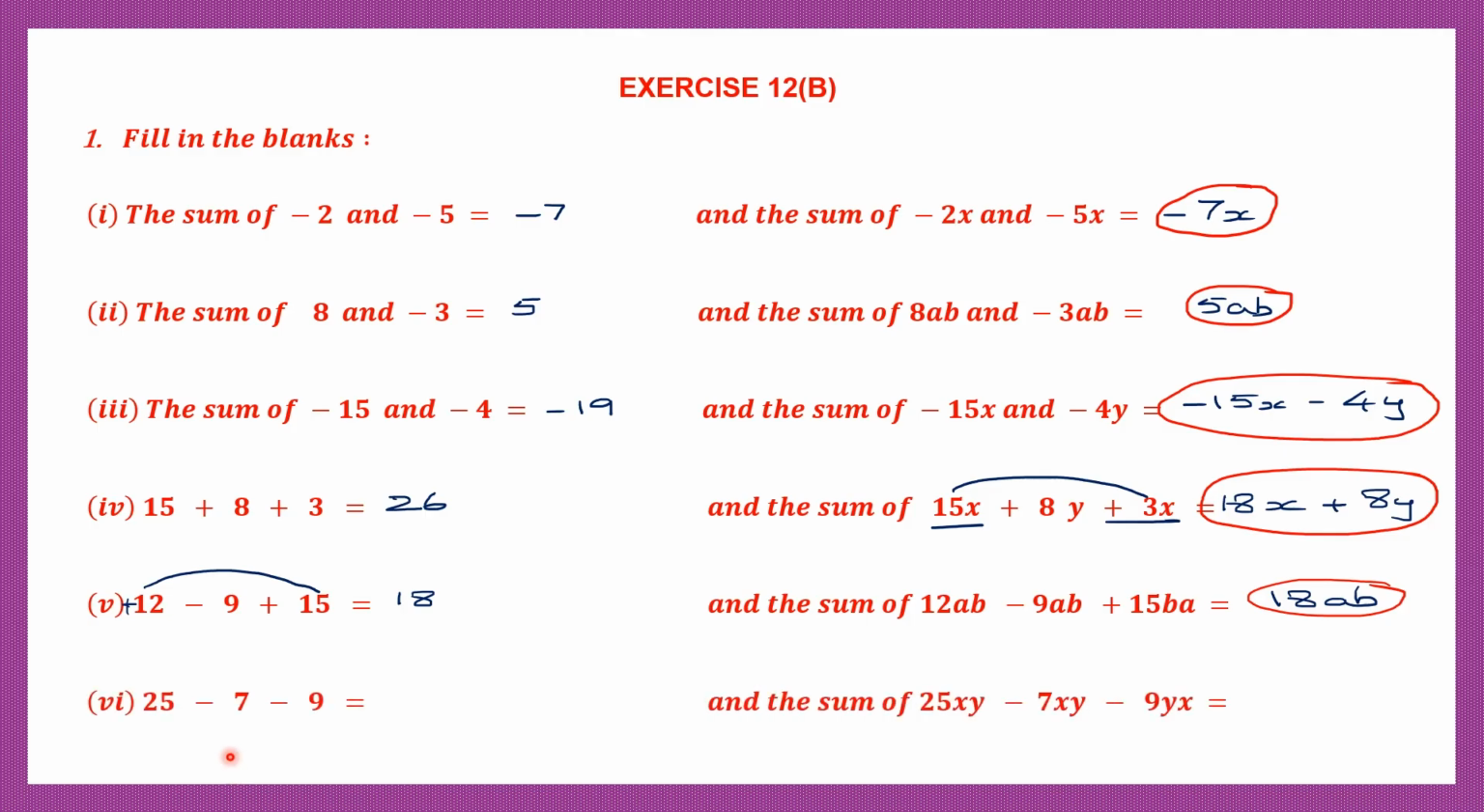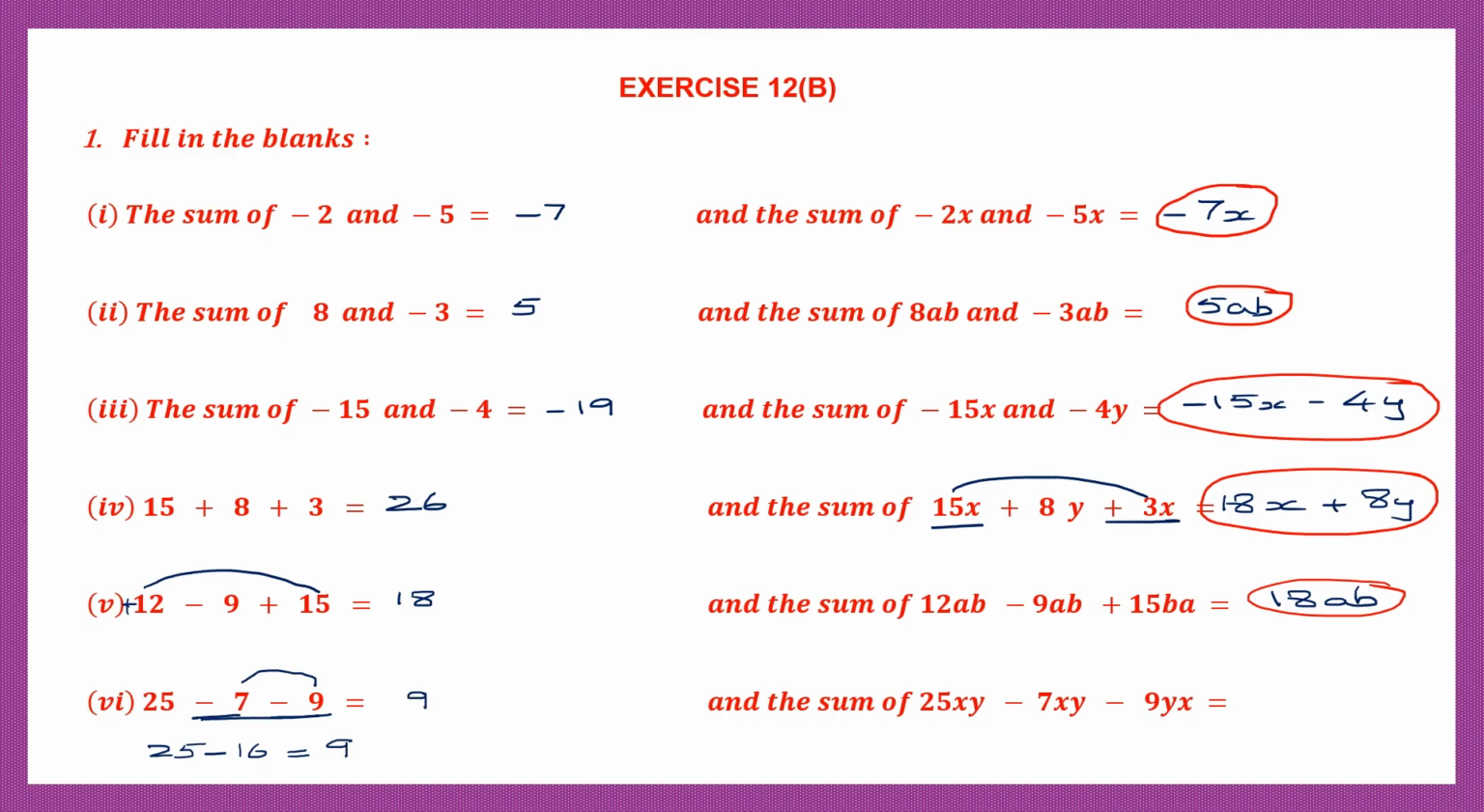Question 6, here we have 25 minus 7 minus 9. So now let's work on this. These are two negative numbers, isn't it? Negative 7, negative 9. Now we can add up these two. Signs are the same, so we put the same sign and we add 7 plus 9 is 16. So 25 minus 16. How much is 25 minus 16? It is 9. So this is our answer here, 9.